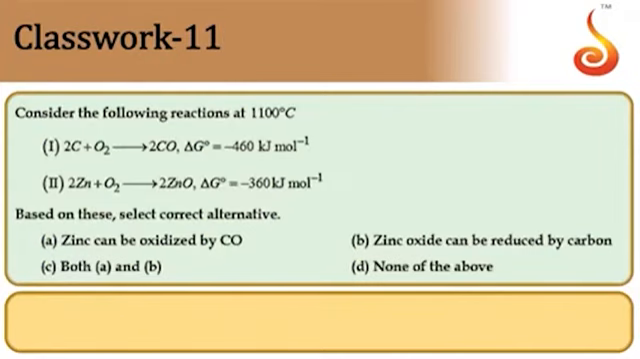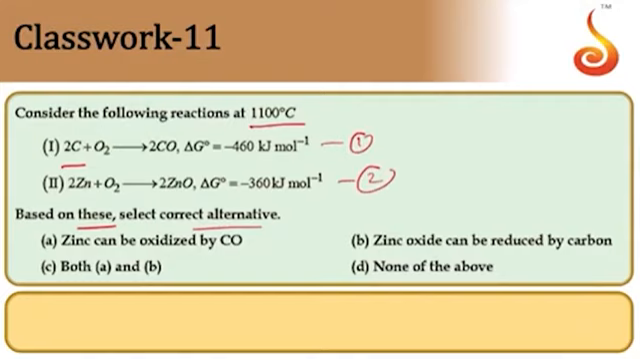Then next one, 11th one. Consider the reactions at 1100 degrees Celsius, 2C plus O2 giving rise to 2CO, and 2Zn plus O2 giving rise to 2ZnO, and delta G naught values are given to us. Now based on this, select the correct alternative. Let us take it as equation 1 and equation 2.